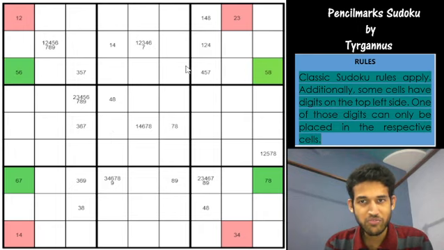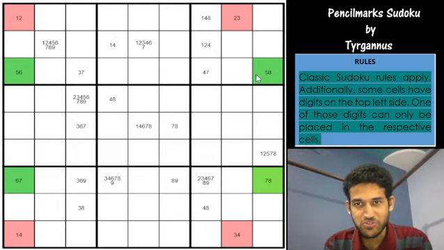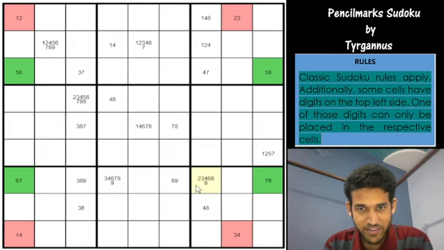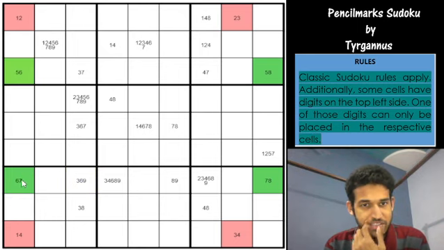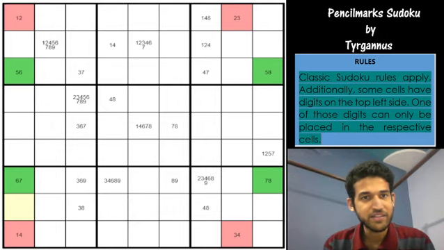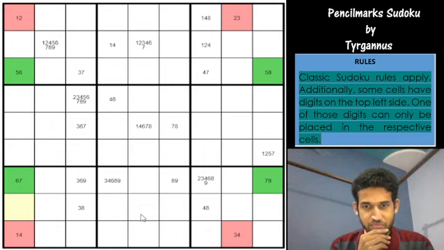So 5 goes in one of these two cells. So 5 is not here. 5 is not here. 8 goes in one of these two cells. So this is not 8. 7 goes in one of these two cells. So this is not 7. And this is not 7. Okay. So 6 is in one of these two cells, but you don't have any other cells in that column to eliminate the 6. Okay. So we got something.